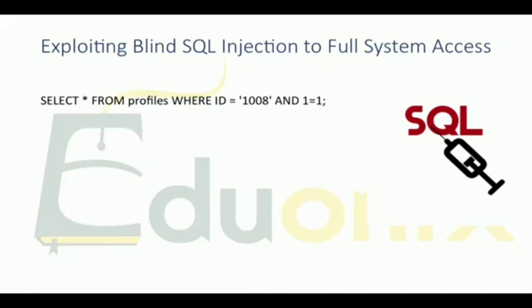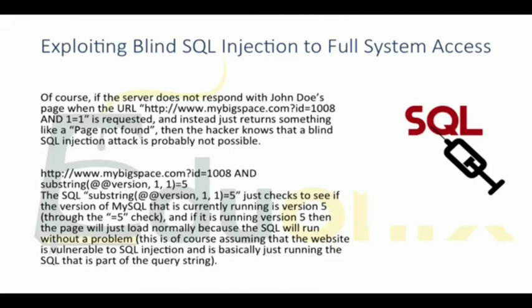So blind SQL injection can be used for testing, and then the results can be used for an actual proper exploit, like a good hard SQL injection attack. Of course, if the server doesn't respond with John Doe's page when you load that particular bit of script, and it just returns something like page not found, then the hacker knows that blind SQL injection is probably not possible.